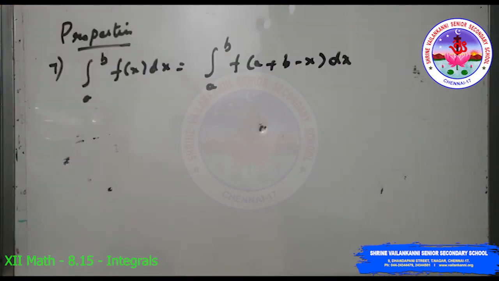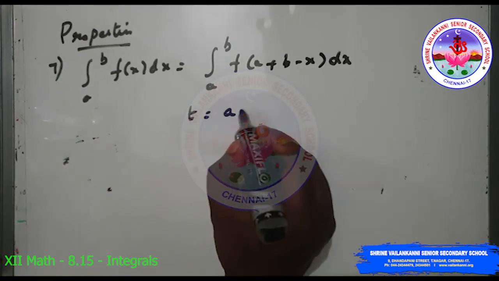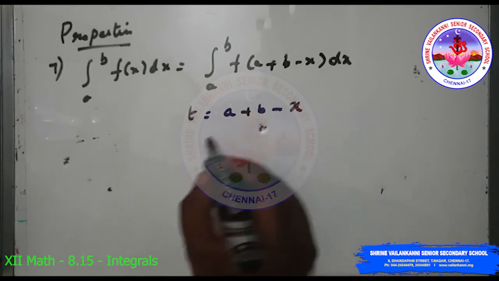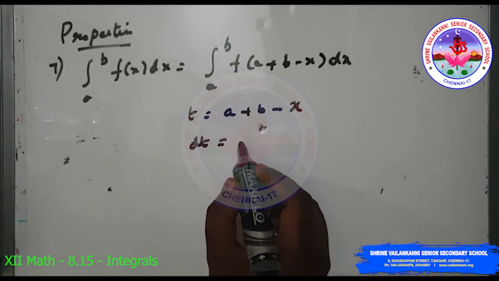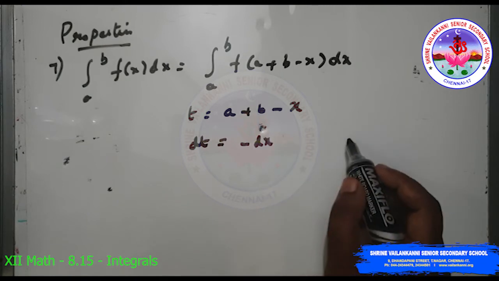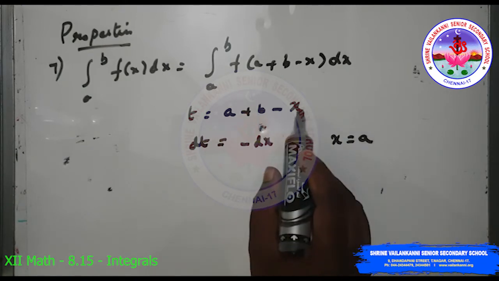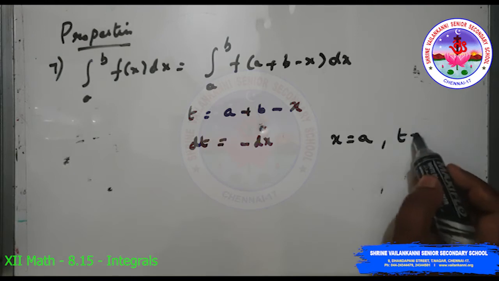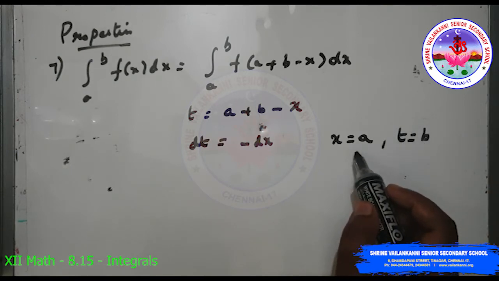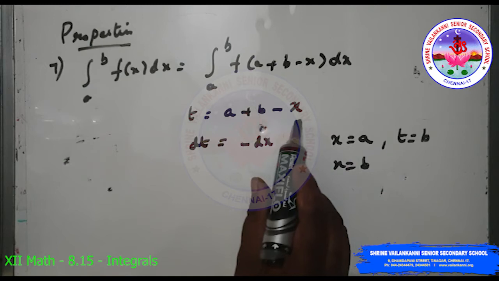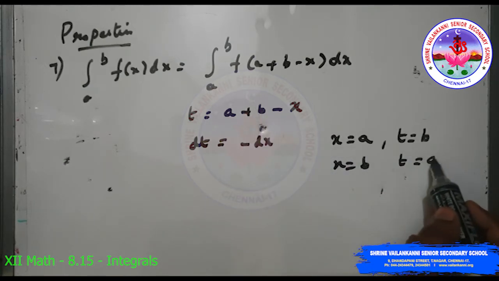So the property: integral of a to b f of x dx is equal to integral of a to b f of a plus b minus x dx. Here let t equal to a plus b minus x. Differentiating this, we get dt equal to minus dx. So when x is equal to a, t equal to b. When x is equal to b, t equal to a.